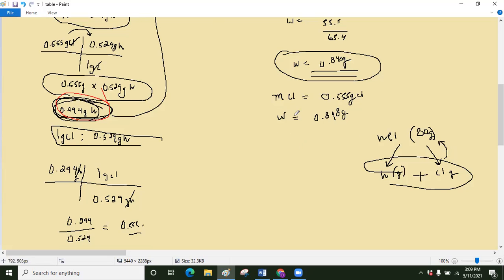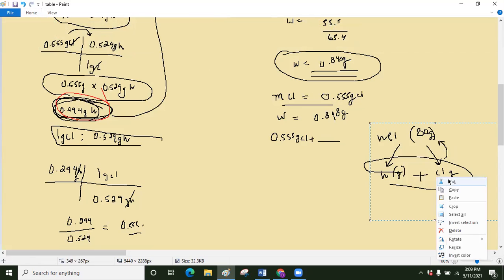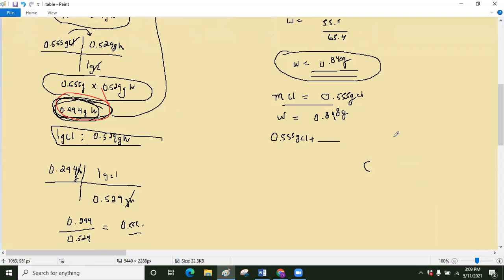So in this case, chlorine is 0.555 grams of chlorine, plus whatever amount of hydrogen we're talking about. It must add to 0.848, which is the total amount, right?